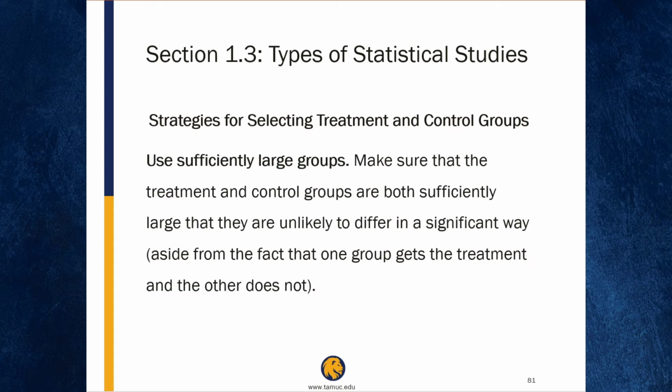Using sufficiently large groups makes sure that the treatment and control groups are both sufficiently large and that they're unlikely to differ in a significant way, aside from the fact that one gets the treatment and the other does not. We want that really to be the only factor that differs the two groups, if at all possible.